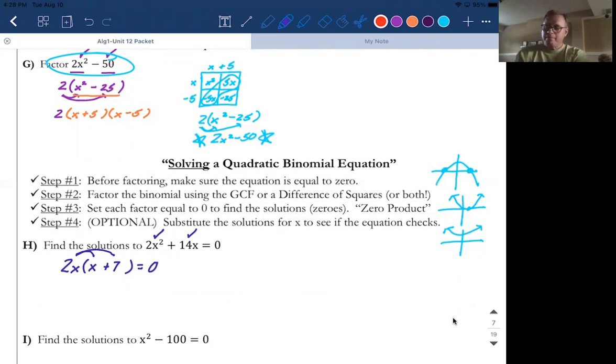Now, step 3 says we've got the zero product. So think about this in math. If you had 0 times 5, 0 times 5 is 0. What if you had 5 times 0? Well, it's still 0, isn't it? If one of the factors is 0, it doesn't matter what the other factor is. It's still going to have a product of 0. So we're going to use that principle here, and we're going to set both factors equal to 0.